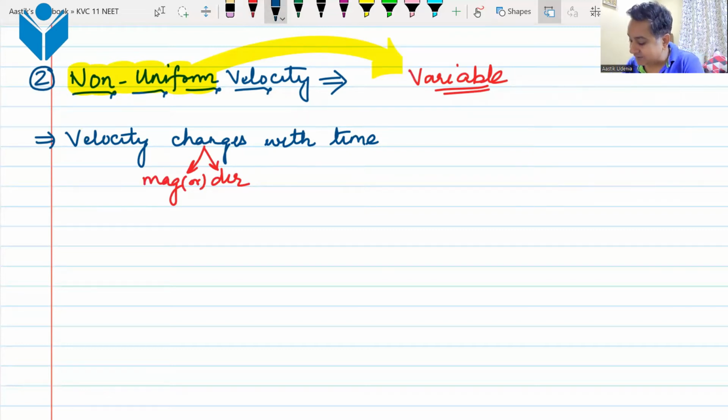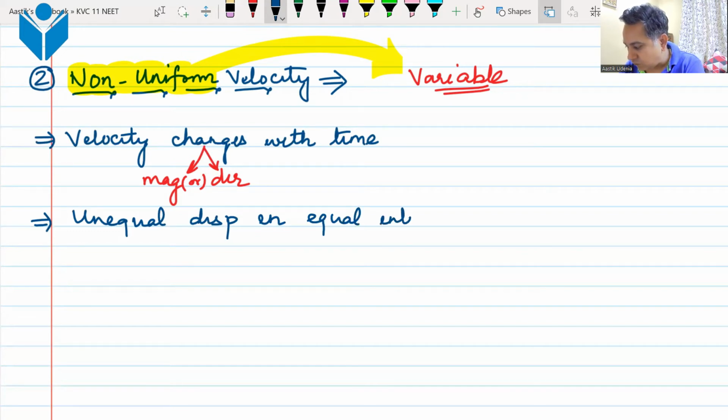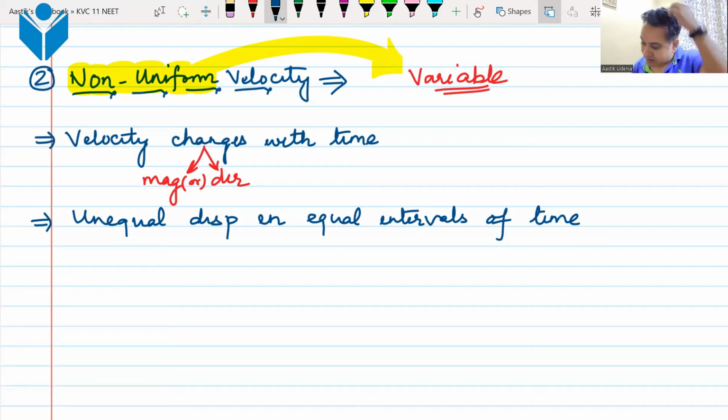Do we understand this? Or we can say it travels unequal displacement in equal intervals of time. That is what I mean by non-uniform velocity. Is it clear to everyone? Yes or no?